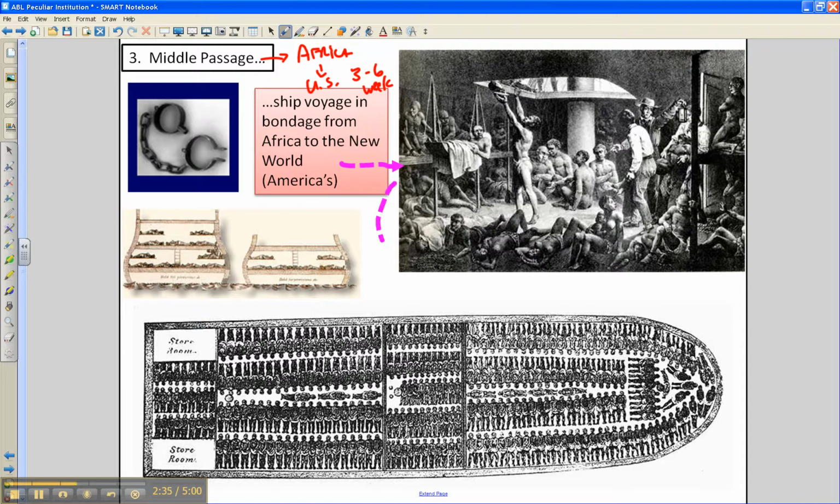And down here, we actually see from a log of a slave ship captain how to load Africans onto the ship. The Middle Passage was not easy. Many times about 1/3 of the cargo, so you can imagine, like almost this entire area here, about 1/3 would lose their life in the Middle Passage. This was horrific.